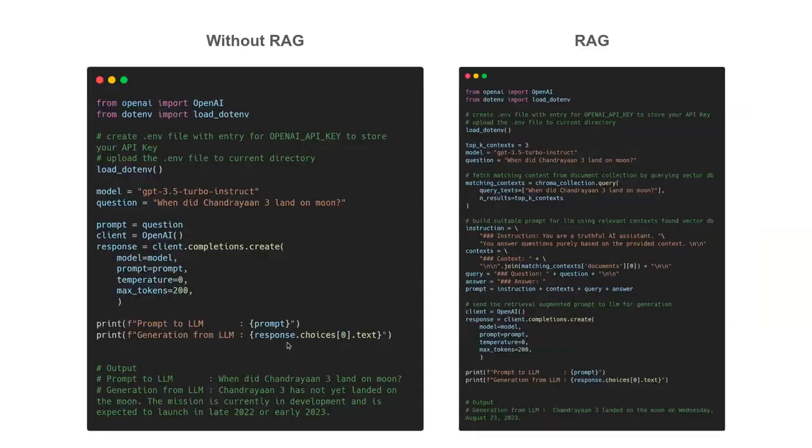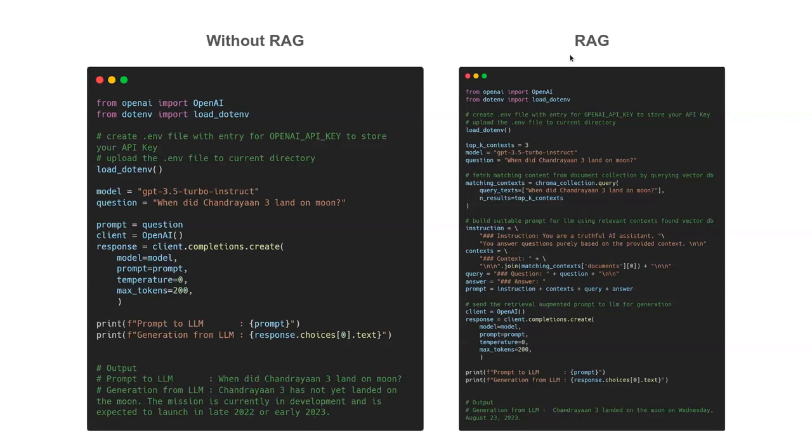So this is the sample code. We're almost out of time, so let me go through this quickly. So this is without RAG. I think this is already covered by Punya. So basically you have a completion method. You give the model a prompt, and this is the output. Here you can see, when did Chandrayaan 3 land on the moon, because OpenAI does not have the necessary knowledge, it will say the mission is currently in development and expected to launch in 2022 or early 2023.